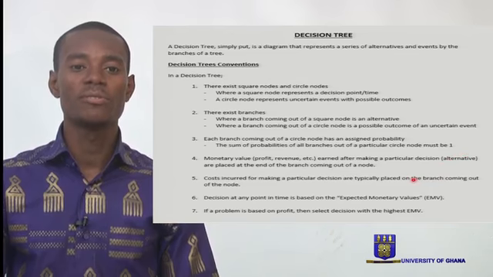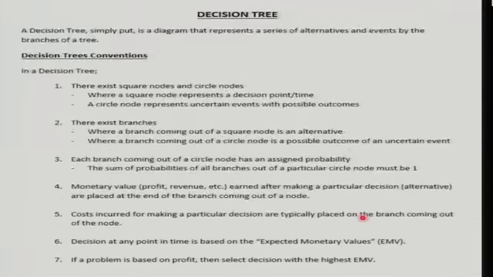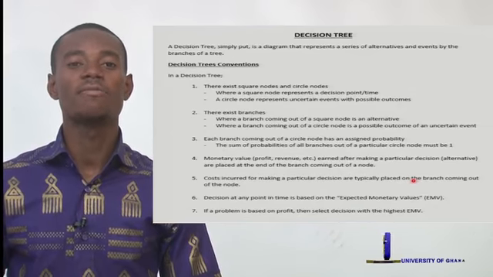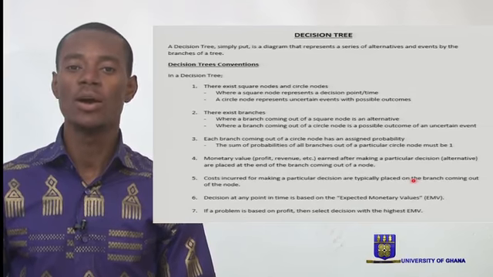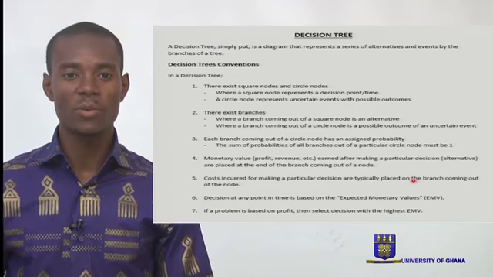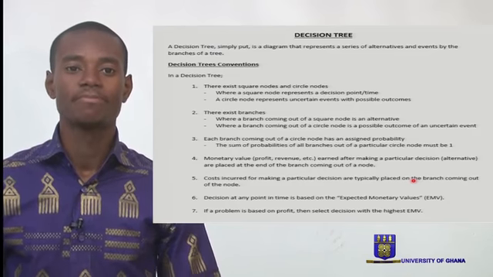Now, it says that monetary values or profit or revenue earned after making a particular decision or choosing an alternative are placed on the end of the branch coming out of a node. All we are saying is this is just describing how we do the representation in the diagram. Whatever the information there, we normally would write it on the arrow. I'll show you a diagram of a typical decision tree, and we'll see how that works out. So I'll touch on that point when you see the diagram.